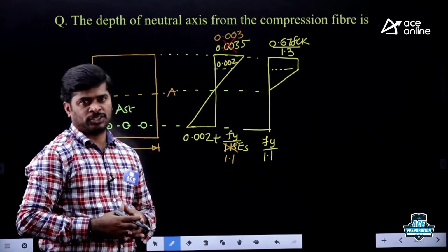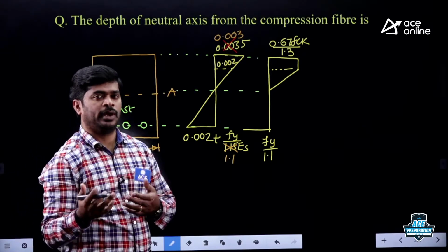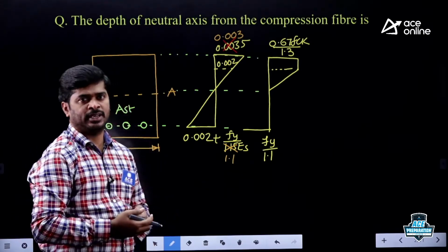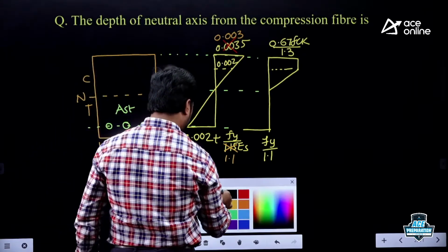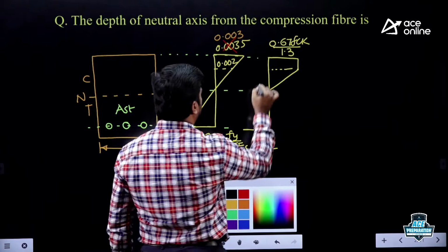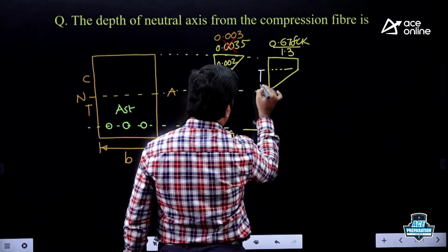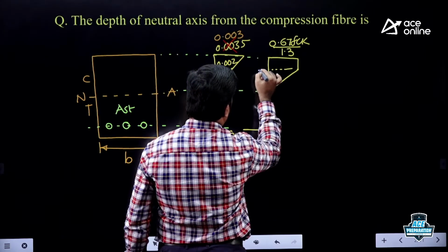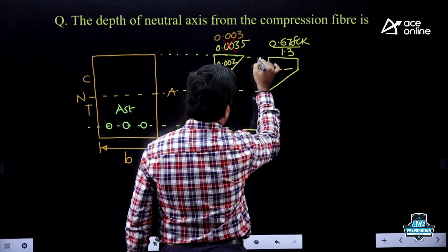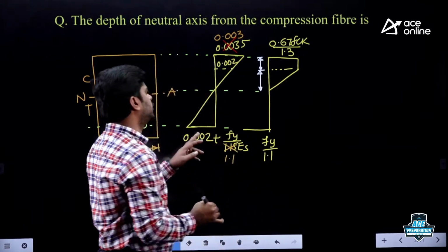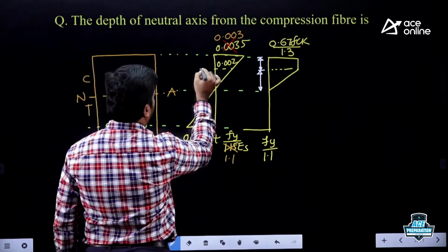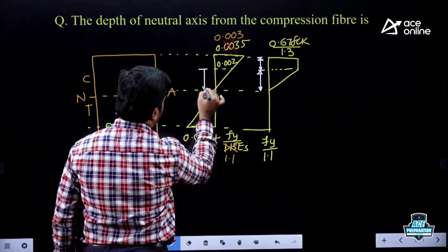In order to get the actual depth of neutral axis, we require compressive force as well as tensile force, right? So you have to find out first what is the depth of the triangular portion and what is the depth of the rectangular portion. How do you get this? From the strain diagram by taking similar triangles. Let us say this height is h.